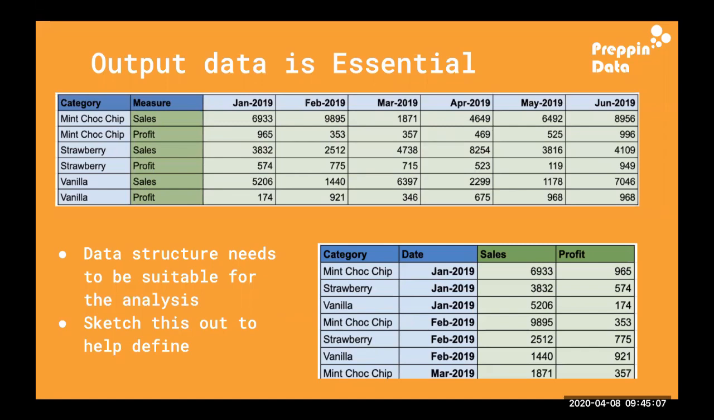I use the term rows and records a little bit flexibly, but a row of data is purely just a row of data. Whereas what I talk about as a record is, do I have something that's unique within my category? So a unique combination of, in this case, category and date. Here I do, I don't have any duplication within there. I would class that as a record. So in January 2019, mint choc chip, we had sales of 6,933 and a profit of 965. Great, that's a record. It's also a row within my data set.